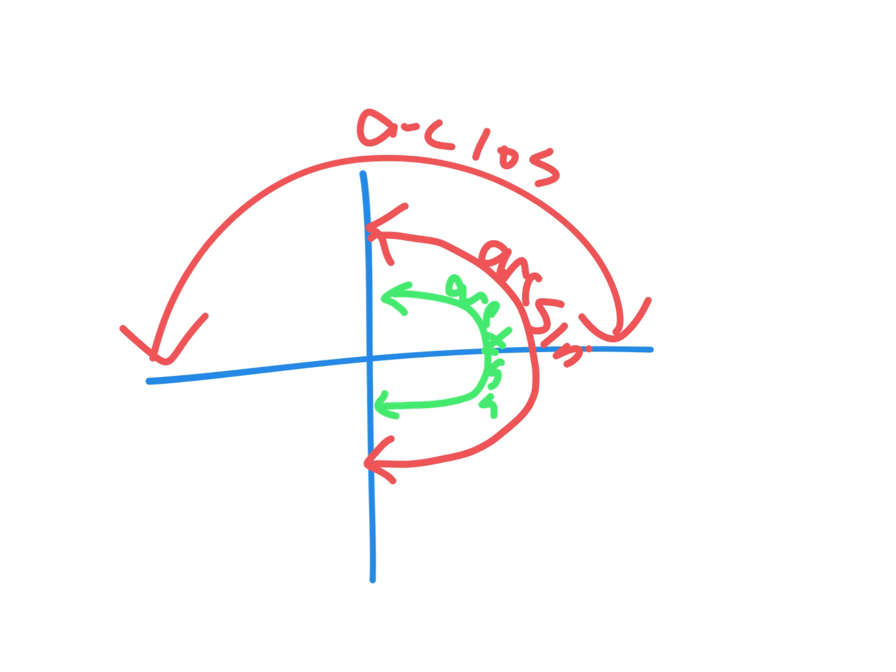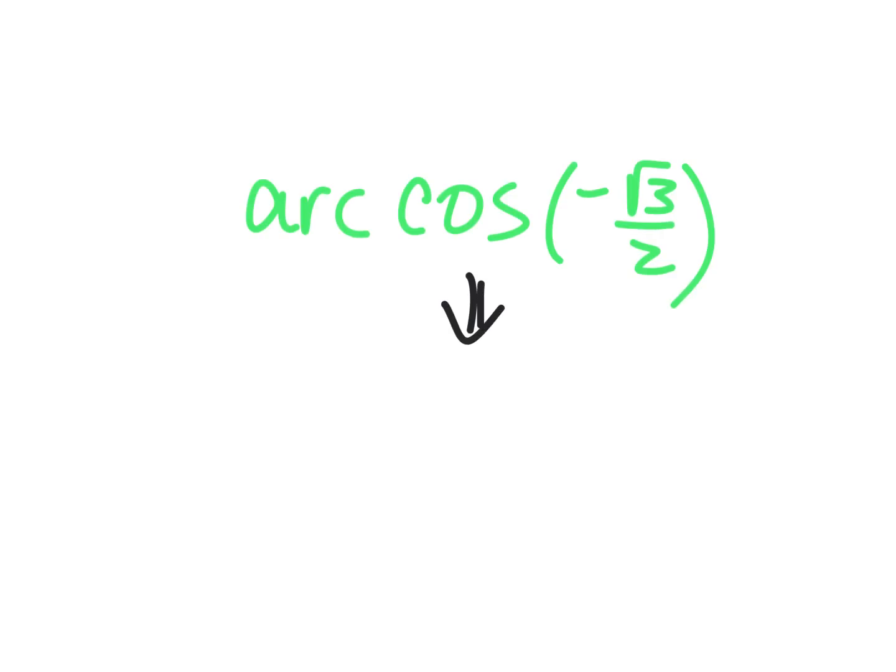Okay, cool. Now, here's a typical question. Arc cosine of negative root 3 over 2. The first thing you do is make it into a circle trig question with a big but. But it's only allowed right here. Go ahead, give it a shot.